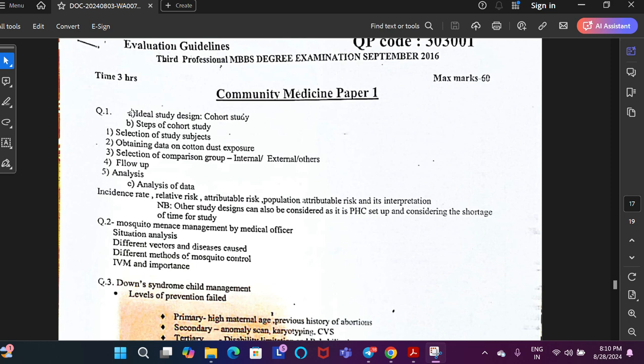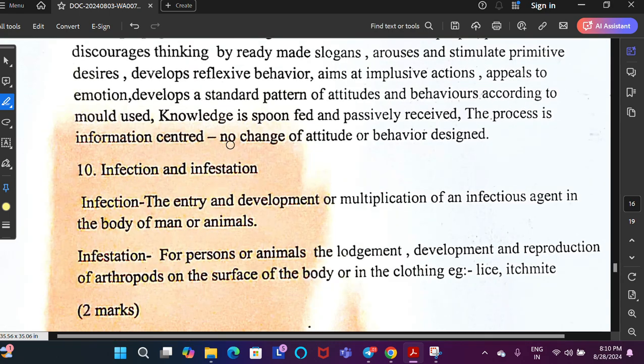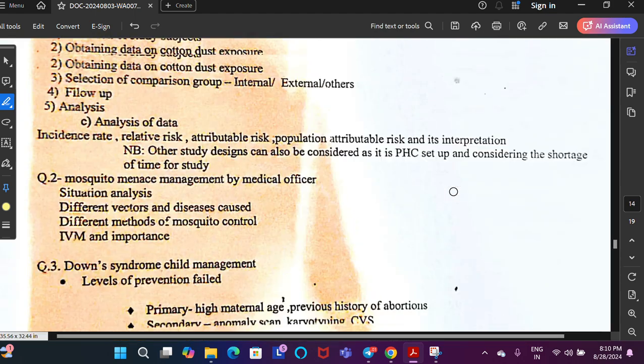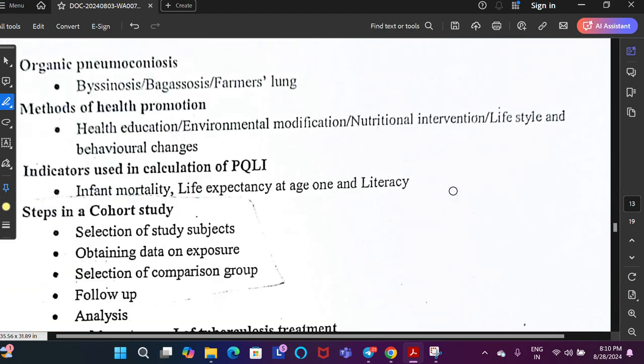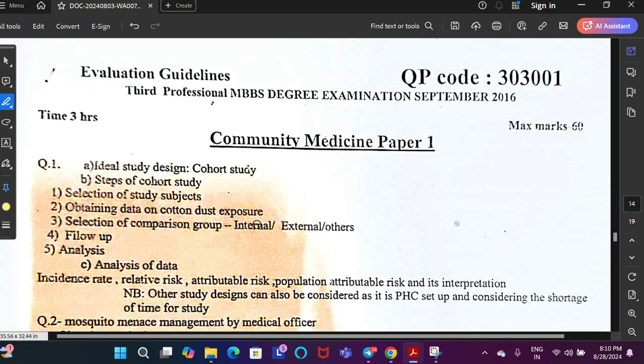So the study design we use here is the cohort study. The steps of the cohort study: selection of the study subjects, obtaining the data on exposure, then selection of the comparison group, then you have to follow up, then you have to analyze. This way you have to do the cohort study.